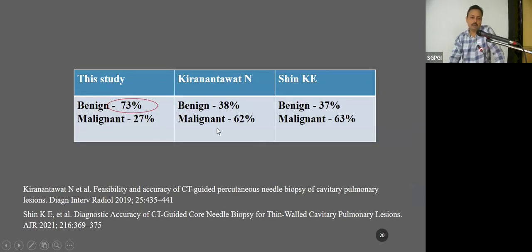Now, comparing the spectrum of cases in our study, we had mostly benign cases, and infections were most common. While in the literature from the West, malignancies are more common, and benign lesions and infections are much less common.